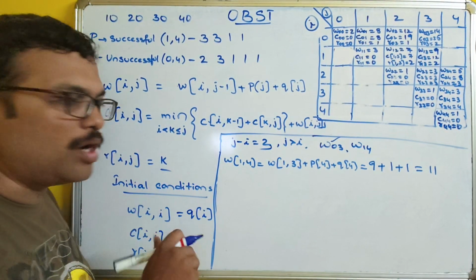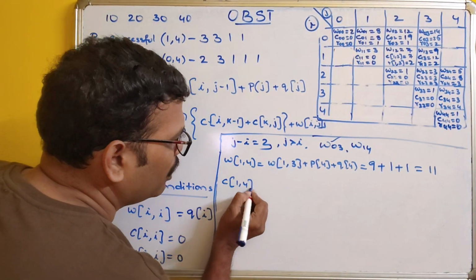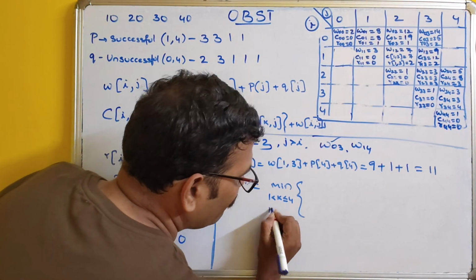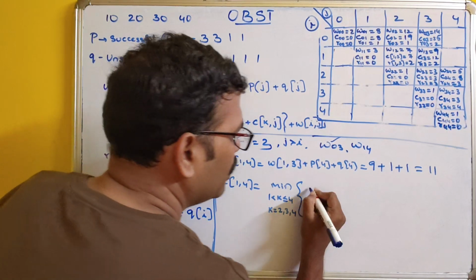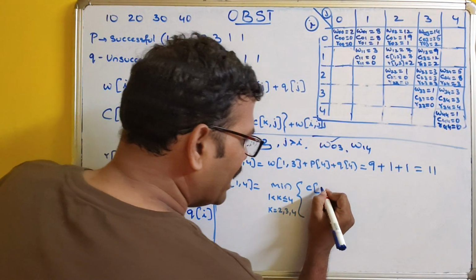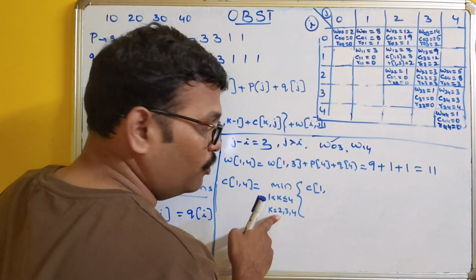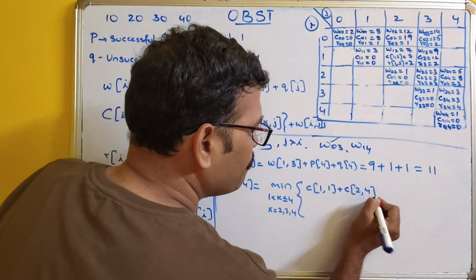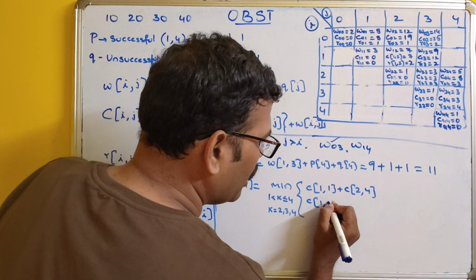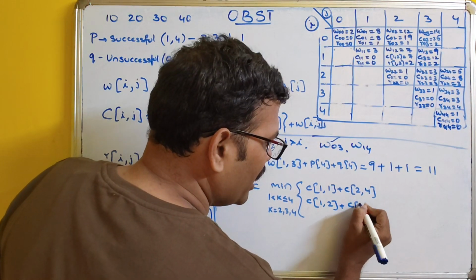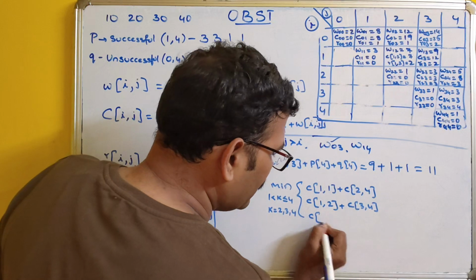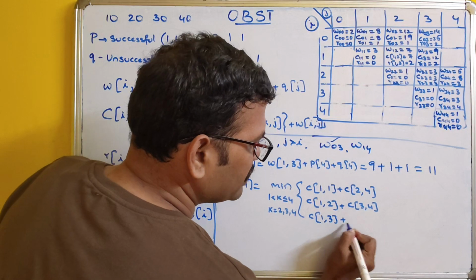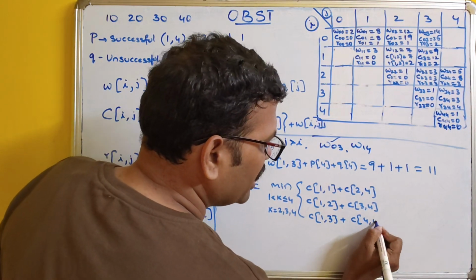Now we need to find out the cost. So cost of 1,4 will be the minimum over 1 less than k less than or equal to 4. So k value will be 2, 3, 4. First case, k is 2: C of i, k minus 1, that is C of 1,1, plus C of k, j, that is C of 2,4. In the second case, k will be 3: C of 1,2 plus C of 3,4. In the third case, k value will be 4: C of 1,3 plus C of 4,4.